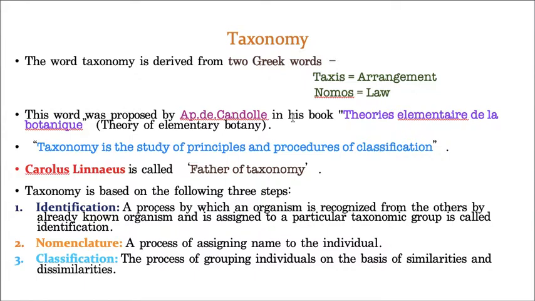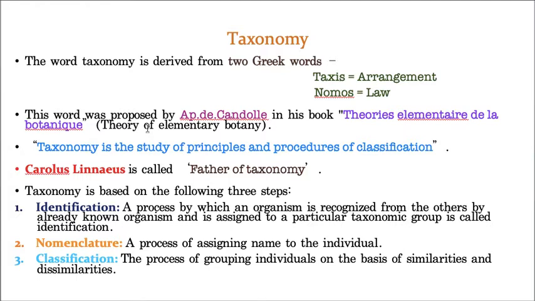A.P.D. Candolle in his book Theories Elementaire de la Botanique, which if you translate it into English, the name of that book will be Theory of Elementary Botany. That means he wrote and published his book in Greek language. That's why the name of the book is given in Greek language, whereas when you translate this book name into English, it means Theory of Elementary Botany.